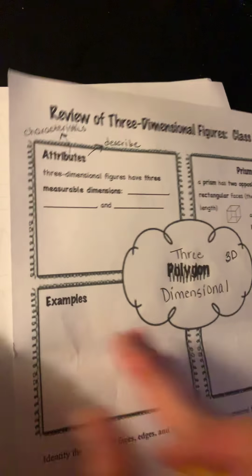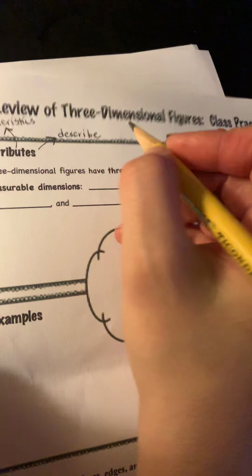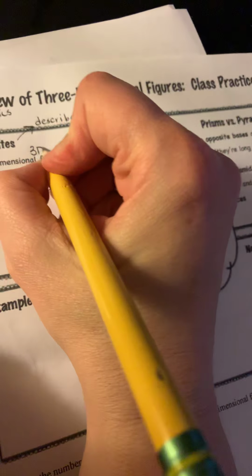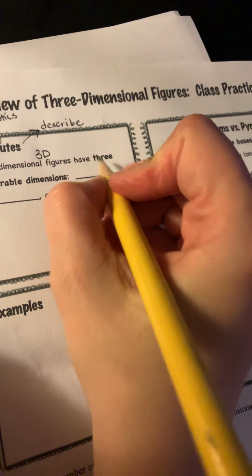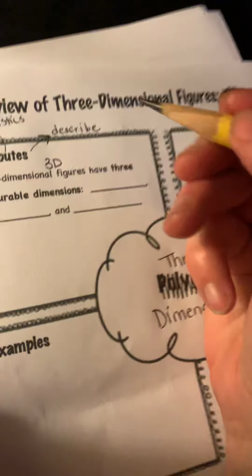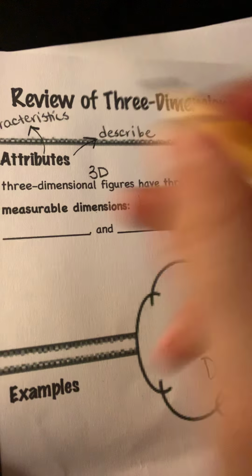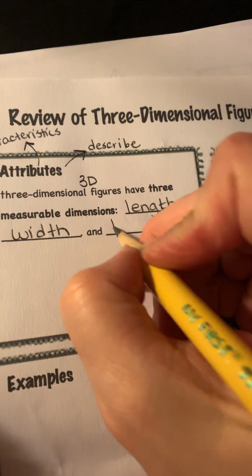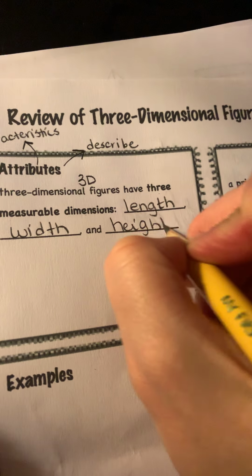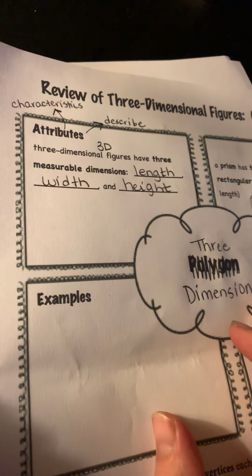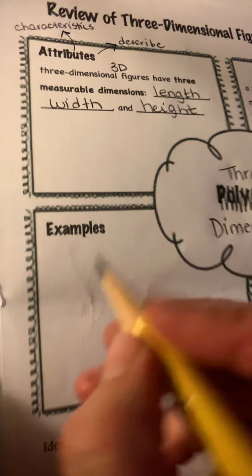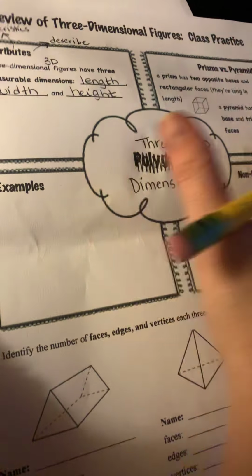So if you're three-dimensional, you are 3D because you have three measurable dimensions. A 3D object, we can measure its length, width, and they pop because they have height. All right, so some examples. Well, here's some right here.